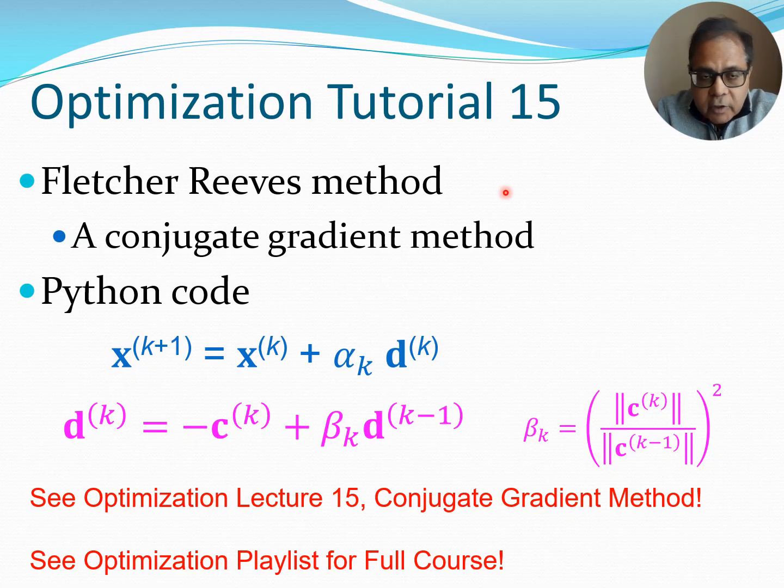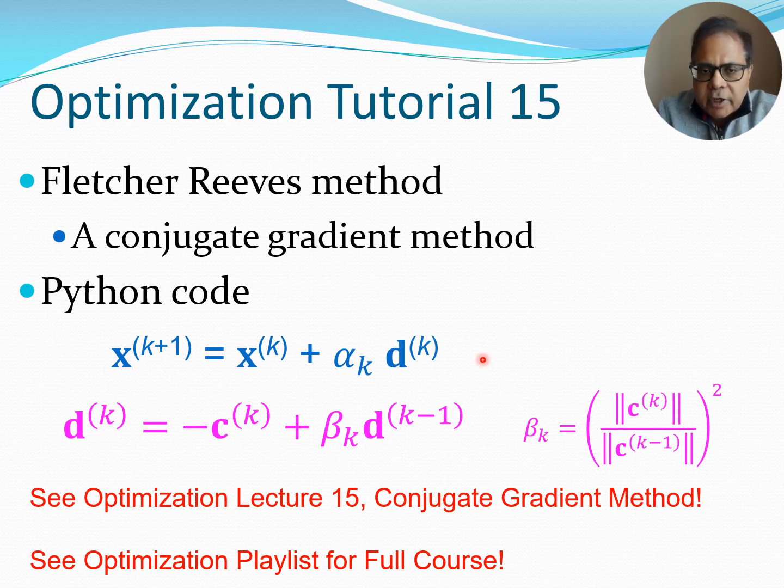Now in today's video we are going to discuss the Fletcher Reeves method. We are going to write Python code to solve this problem, because as far as these algorithms are concerned, the best way to figure them out is to actually write code to implement the algorithm. The math and the theory, if you are interested in that, and you should of course take a look at that, you can take a look at optimization lecture 15 on the conjugate gradient method, and of course do see my optimization playlist for the full course.